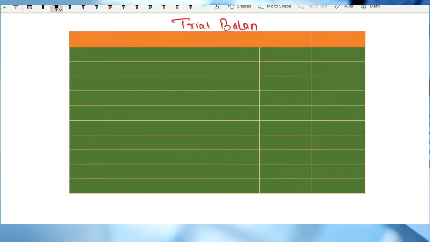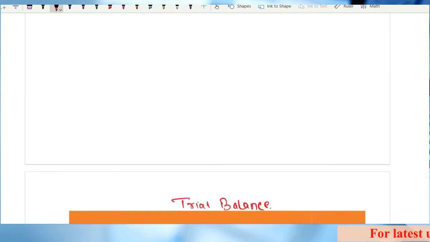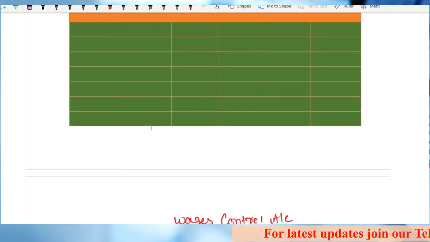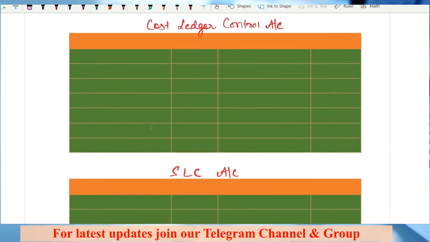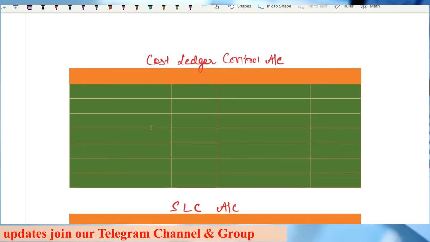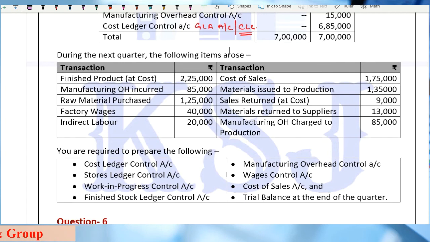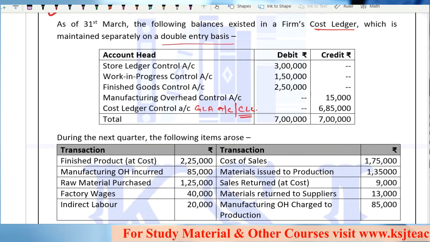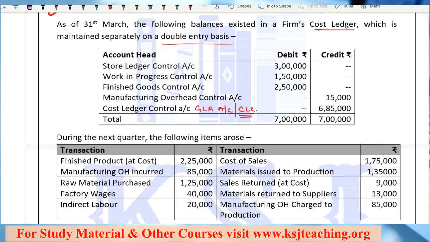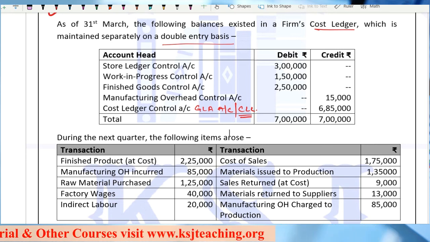It is always advisable to prepare all the formats in the examination first, because then what will be left is just putting in the journal entries in the respective heads. So the first step in this case will be writing down the opening balances. We have stores ledger control account 3 lakh, WIP 1 lakh 50,000, debit balance. Be careful whether it is a debit balance or a credit balance given to you.